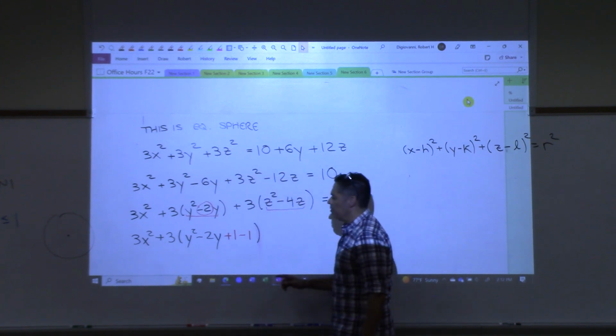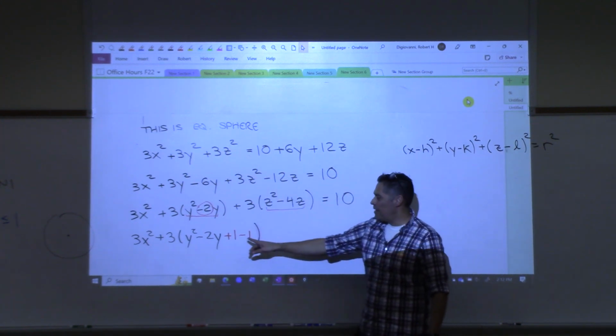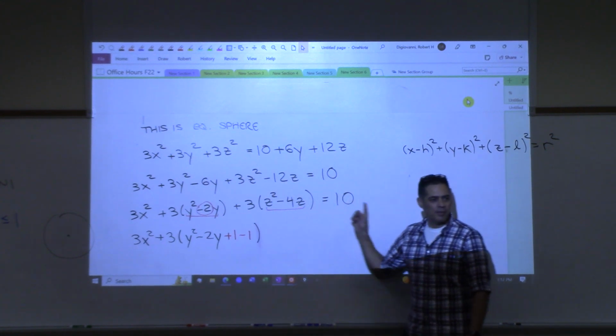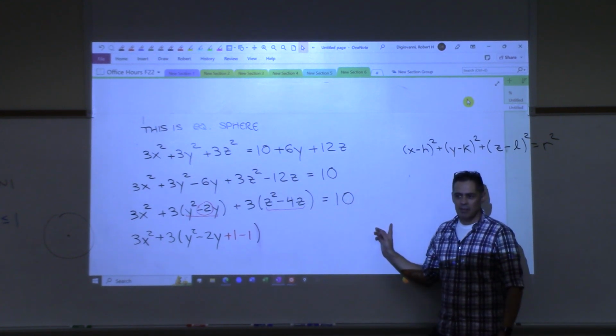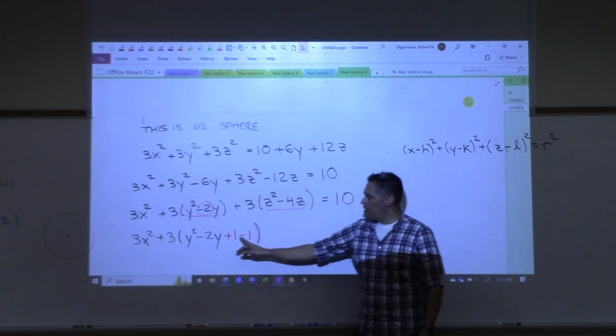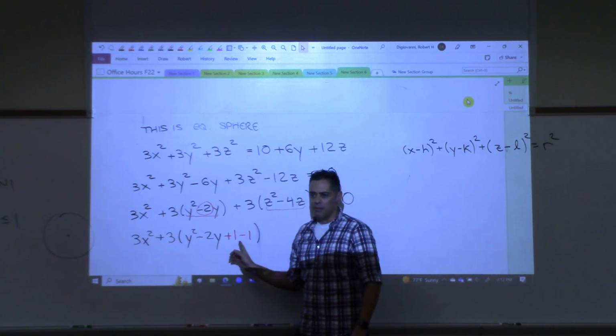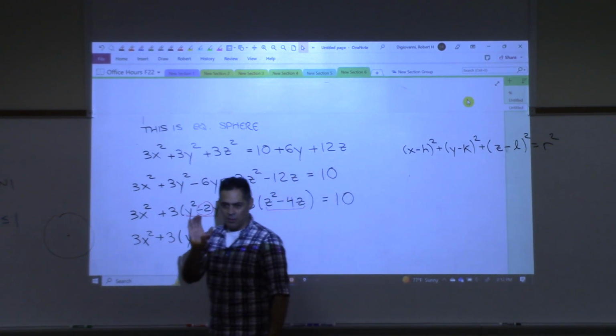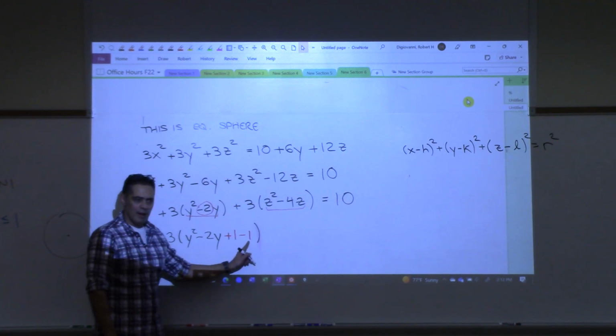There might be some of you in this class right now that want to take that 1 and add it to both sides. No? You can't because of the 3 in front here, you can't do that. So it's better to add a hidden 0 in there and add the 1 and subtract the 1 at the same time.